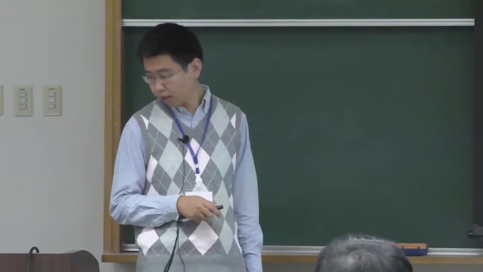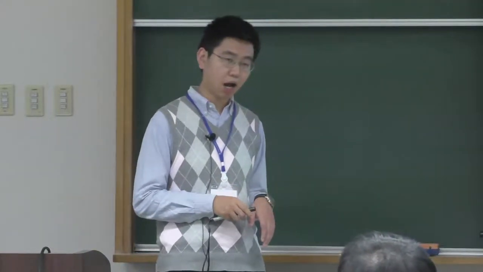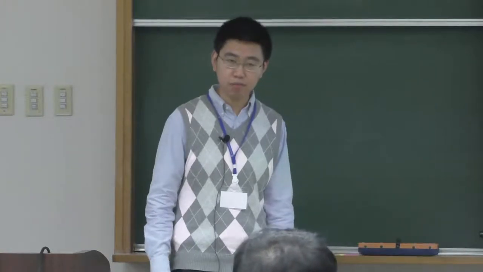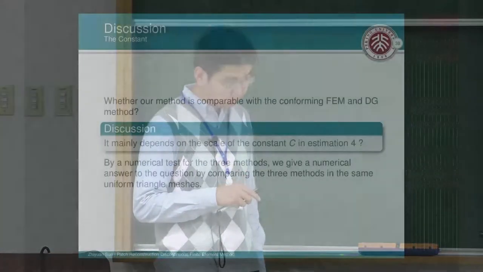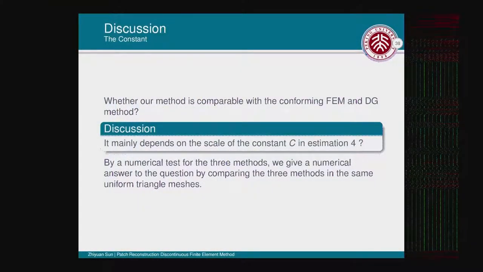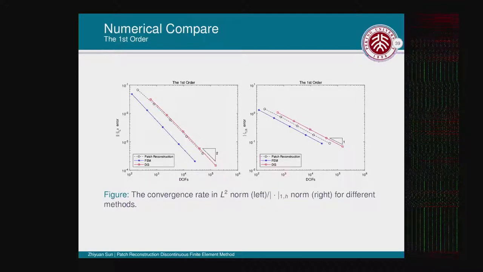And we want to compare our method with the finite element method and the DG method. So if our method is comparable with those two methods, it depends on the constant C in the numerical estimations. So we compare the three methods under the same uniform triangle mesh. And here is the numerical result.